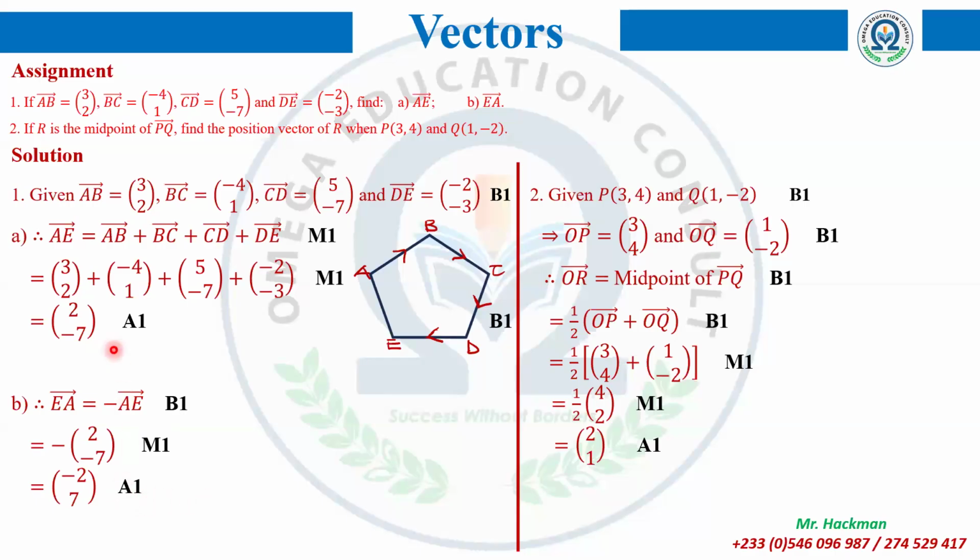We are through. Now, if you come to question 2: if R is the midpoint of the vector PQ, find the position vector of R.